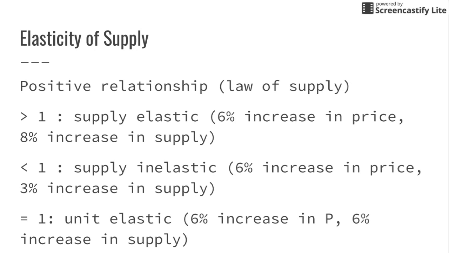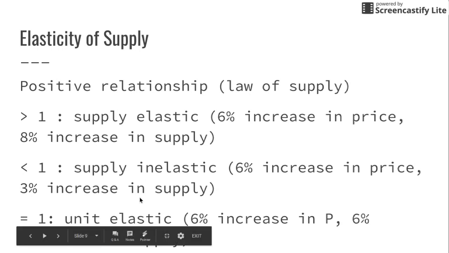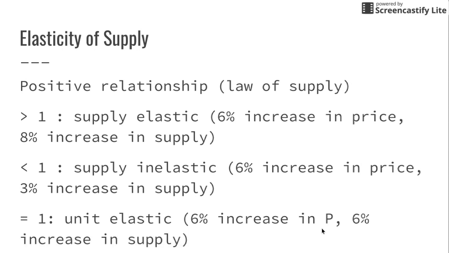The key here is that it's a difference between short run and long run, which we'll get into more in the next unit. Keys here, though, guys, just remember that greater than 1 is elastic for supply, less than 1 is inelastic. And just like the price elasticity of demand, if you have a number that equals 1, the percentage change in price is equal to the percentage change in supply.